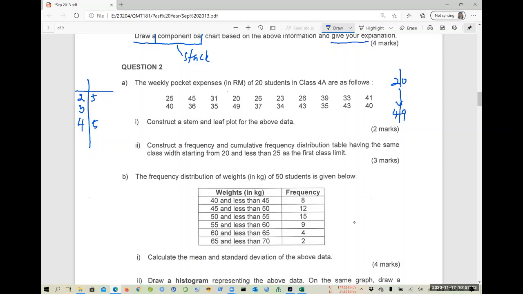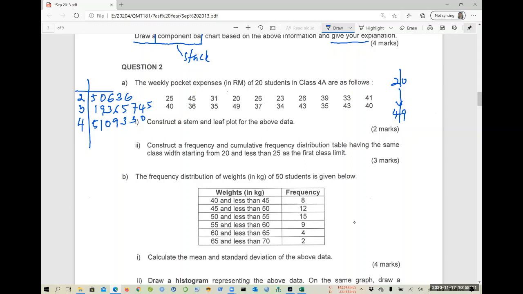And then you have 31, 1, 20, 0, 26, 6, 23, 3, 26, 6 over here, and then 39, 33, 41, and then you have 40, and then you have 36, and then you have 35, and then you have 49, and then you have 37, okay, and then 34, 43, 35, 43, and then lastly 40. So that is your stem and leaf display.